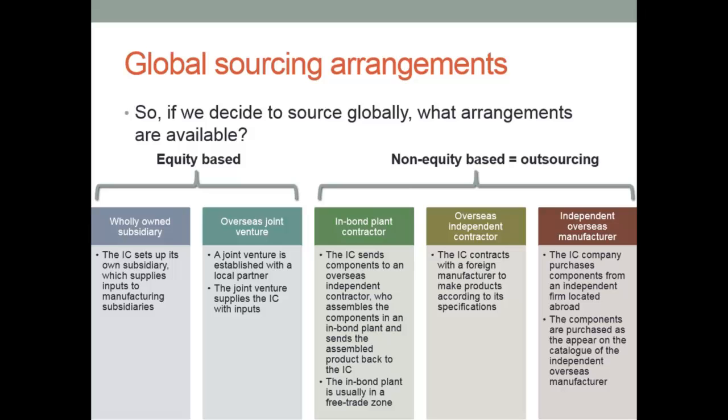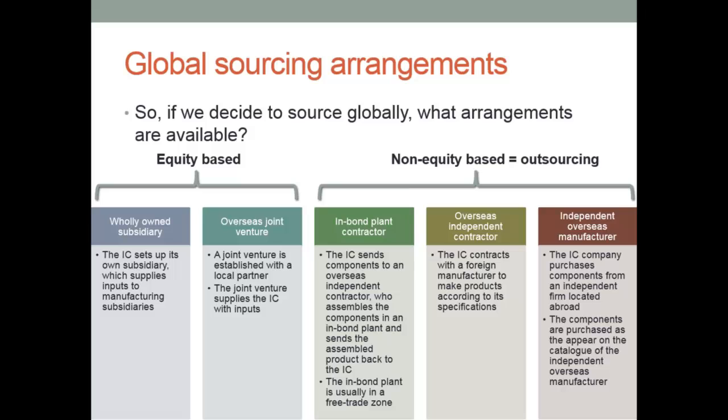How can an international company go about sourcing inputs globally? What are the arrangements available? There are five main arrangements. The first two are equity-based, meaning that the international company has an investment into this arrangement. The remaining three are non-equity based, which means that the international company buys inputs from an independent firm under slightly different arrangements. So let's look at them in turn.